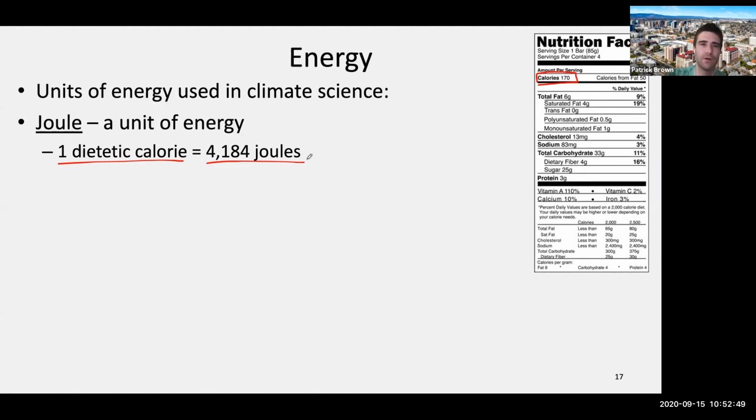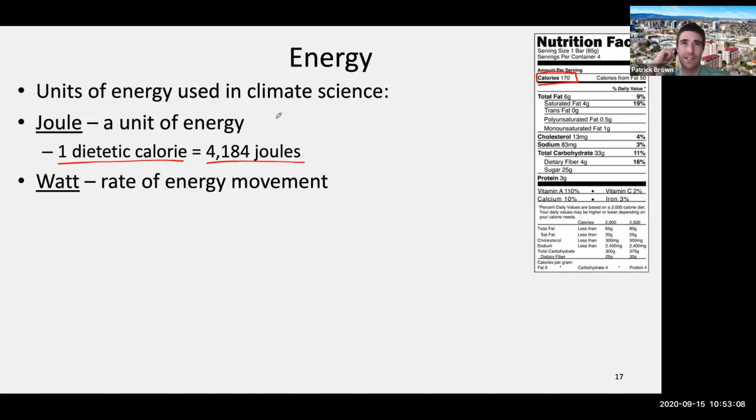The point of me putting these numbers up here is not that you have to memorize that. It's just to emphasize that when I say a joule, it's the same kind of thing as a calorie. You would just convert them by multiplying by 4,184. A watt is the other unit that I'll talk about a lot. We talked about watts in the energy budget diagram before, how many watts were coming in from the sun versus how much was leaving. And a watt is just a rate of energy movement. So it's a flow.